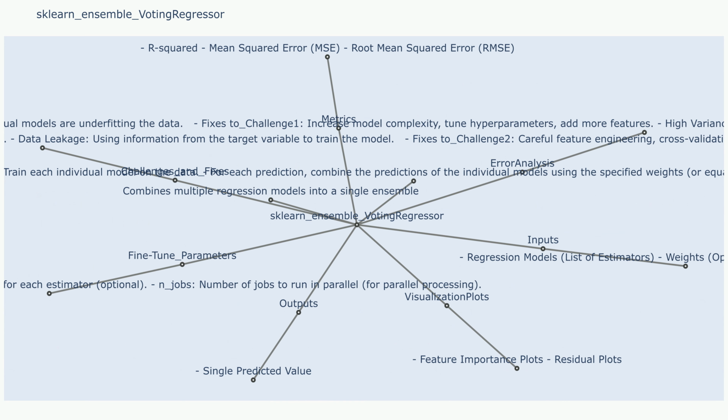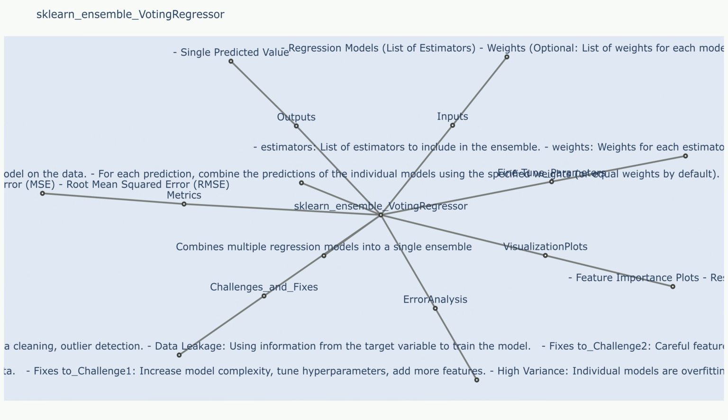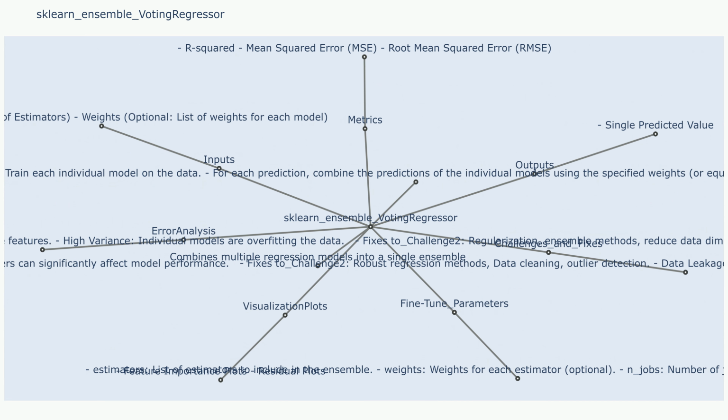Challenge 2. Bias in ensemble. If the individual models have significant biases, the voting regressor may not be able to correct for them, leading to biased predictions. Sample use case that resulted in challenge 2. A voting regressor is used with multiple linear models, each exhibiting a different bias in the data. The ensemble inherits these biases, resulting in systematically inaccurate predictions.